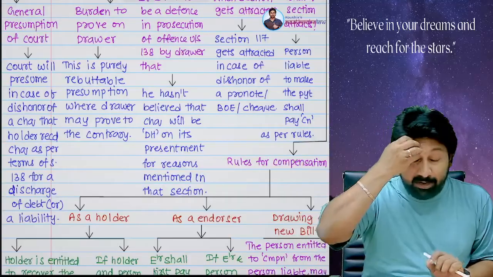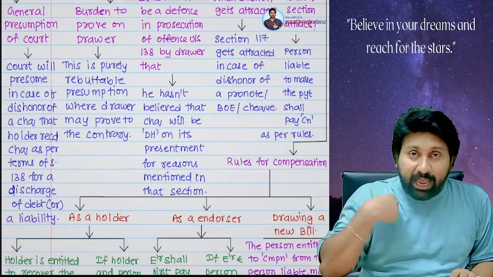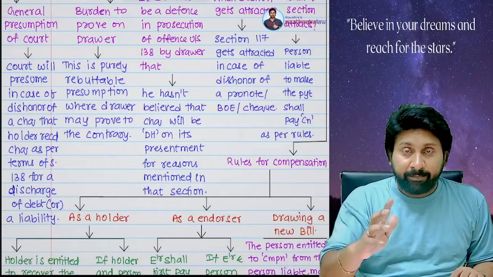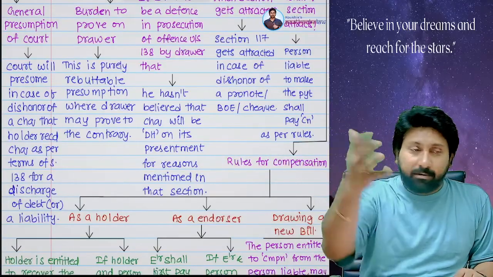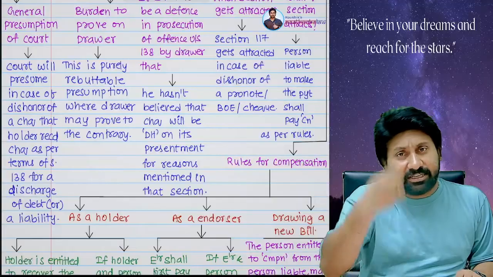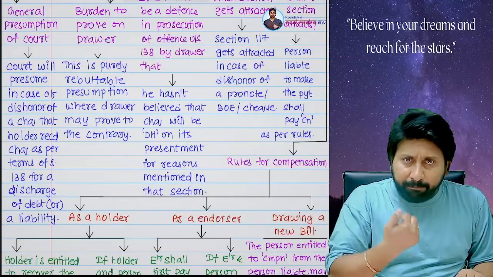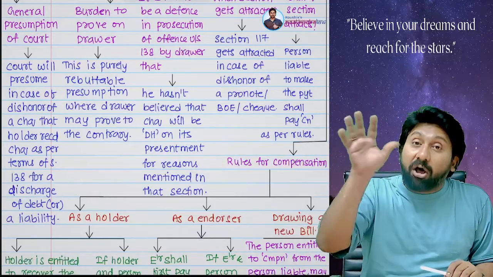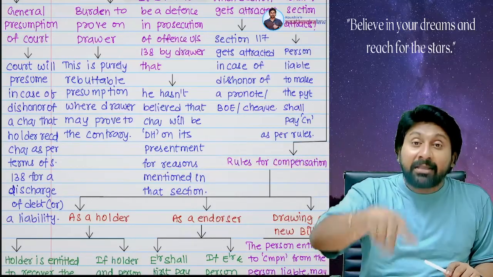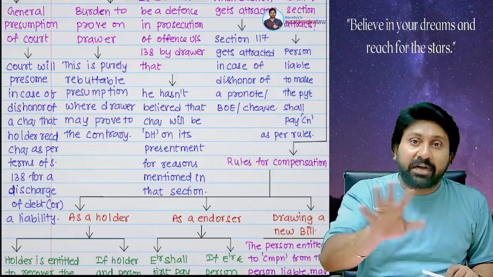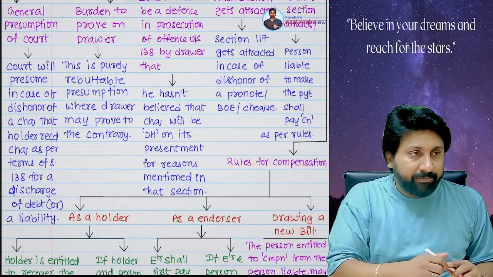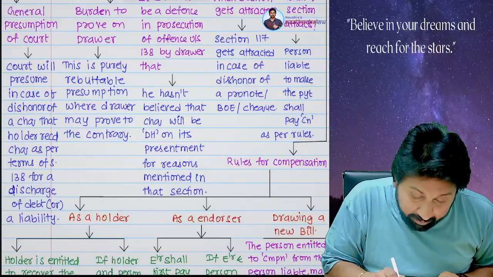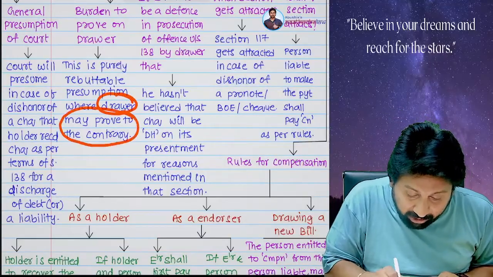For example, I am A, you are B. I gave a check to you as a gift. You presented it, but it was not paid because of insufficiency. The check was dishonored. You will file a case against me. The court will start the arguments with a belief that this check was given for some debt or liability, not for a gift. Now, who should prove that it is a gift? The drawer may prove to the contrary.